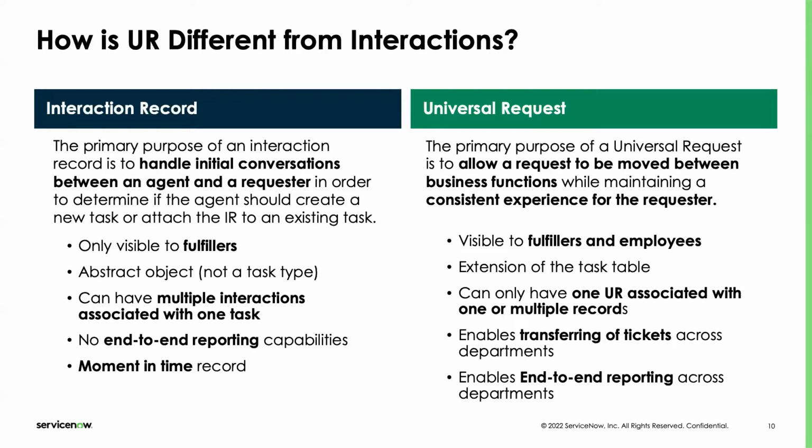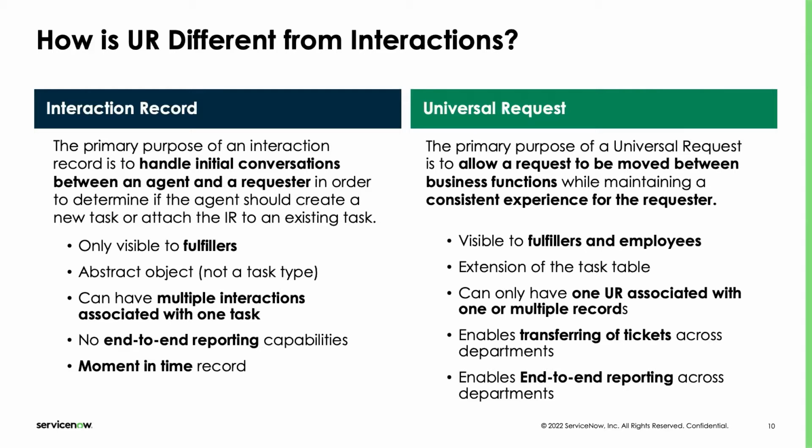That's the first thing. Second thing is you can definitely do reporting. As I said in the previous point, there is SLA tracking, there is reporting. You can do all of those things with universal request, whereas you cannot achieve the same with interaction records. And one of the biggest things that universal request enables is transfers.